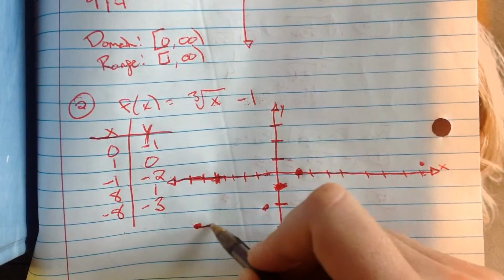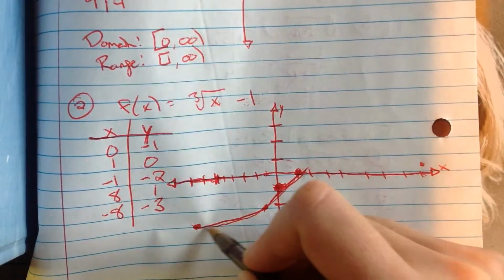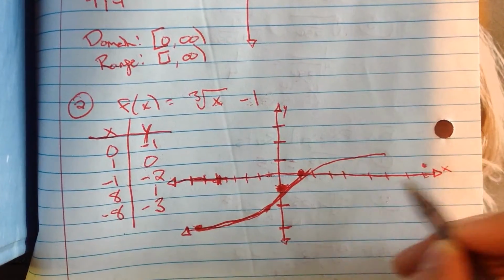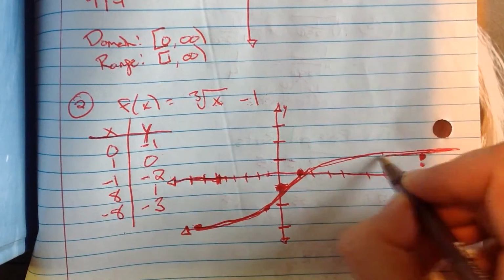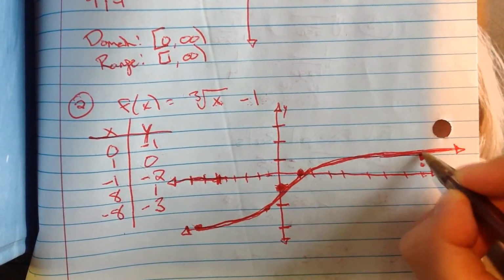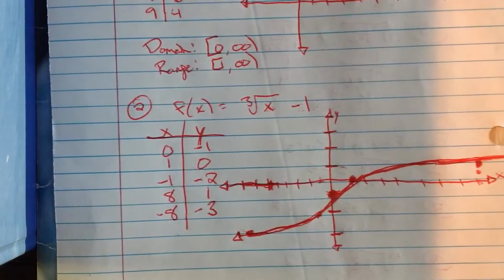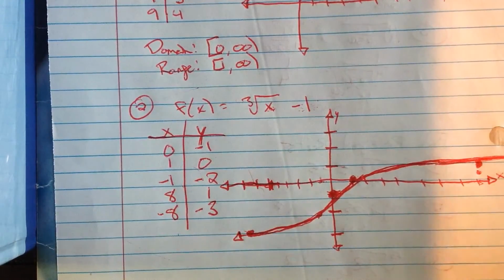So this graph ends up taking on a shape kind of like this. So by building an XY table, we're able to graph these types of radical expressions or functions containing them.